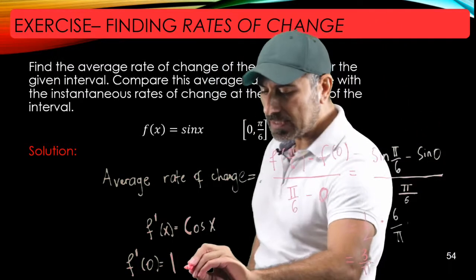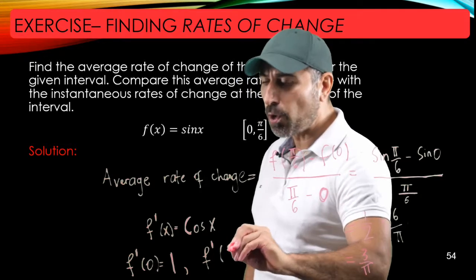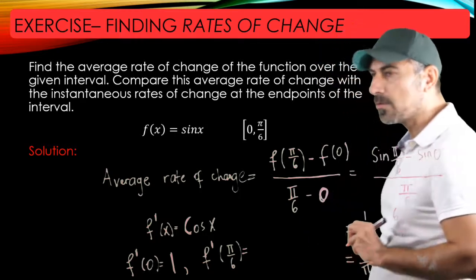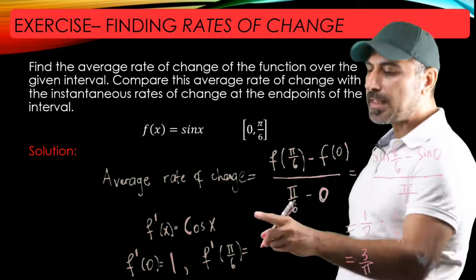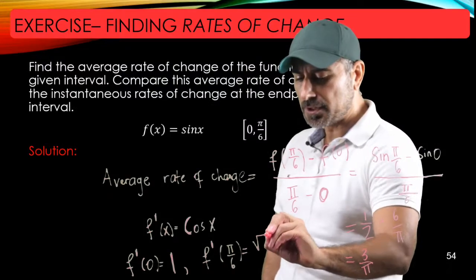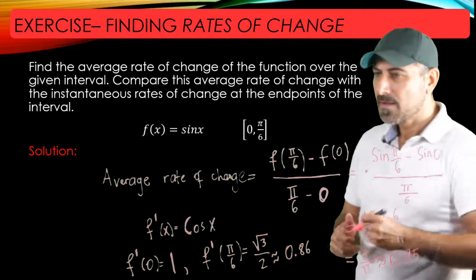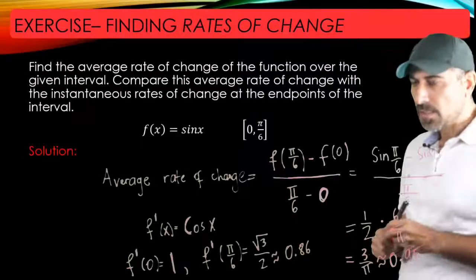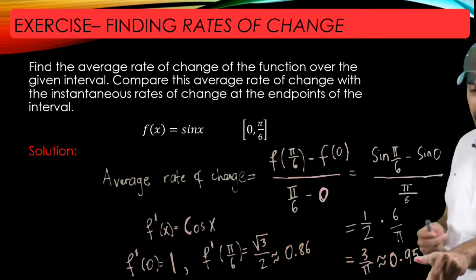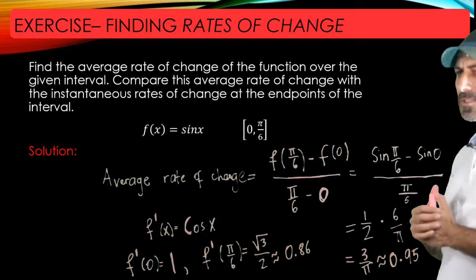And the instantaneous rate of change of f at the point pi over 6 is equal to cosine of pi over 6. It is root 3 over 2. And root 3 over 2 is approximately equal to 0.86, and as well 3 over pi is approximately equal to 0.95.